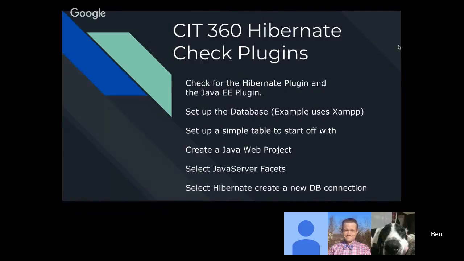So Hibernate. Make sure you're going to have to go back and check your plugins. And I know you guys know how to do that, but I'll run through it real quick. You set up a database. The example I use is using XAMPP. You set up a simple table to start off with, just to make sure you can go back and forth between your Java code and your database. You create a Java web project. You don't have to use Java Server Faces, but I did in this demo. And then you use Hibernate to create a new database connection.